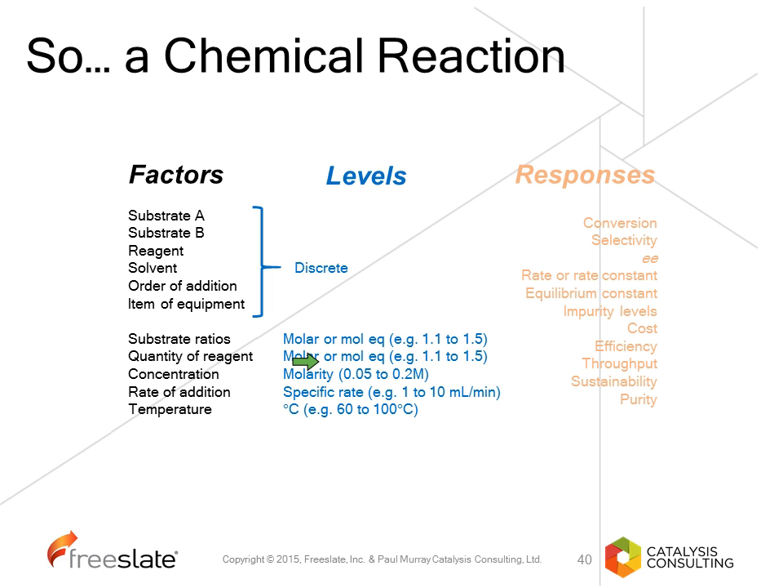And we have responses. So our responses can be whatever you need them to be. It can be conversion or selectivity, ee. It can be cost. It can be purity. You can also look at the environmental impact or sustainability of a process as a response. There's a key factor here which you will see that is missing, which is time.